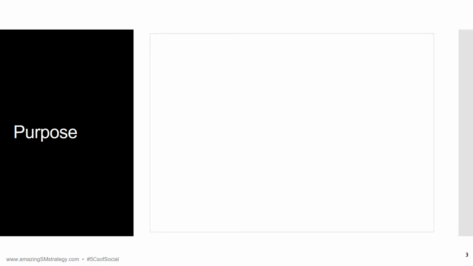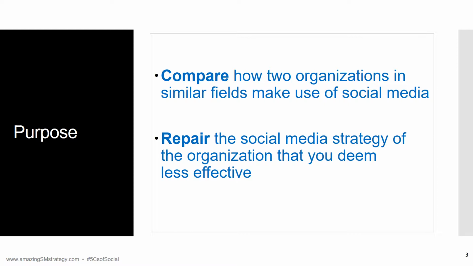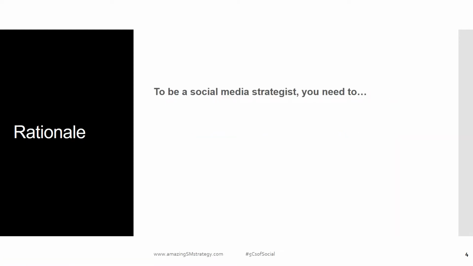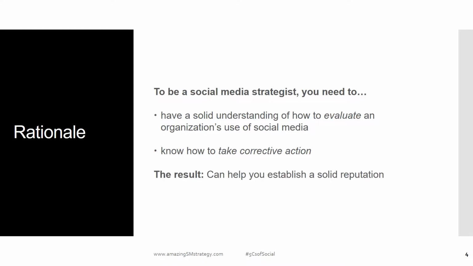The purpose of the assignment is twofold: to compare how two organizations in related fields use social media, and then to provide a repair correction plan for the organization with the less effective social media strategy. The rationale behind the assignment is that if you really want to be a social media strategist, you need to have a solid understanding of how to evaluate an organization's use of social media and how to take corrective action. Developing your own protocol and evaluation tool can help you establish a solid reputation in the social media world.